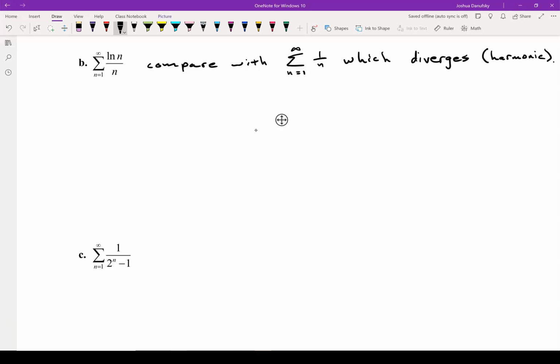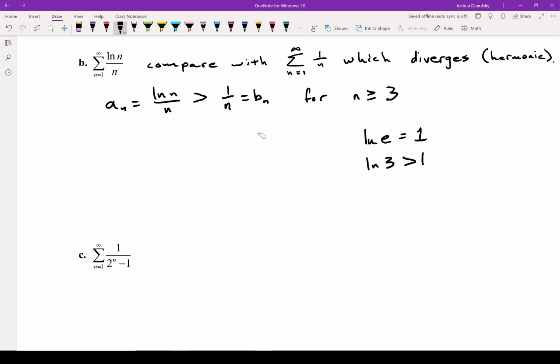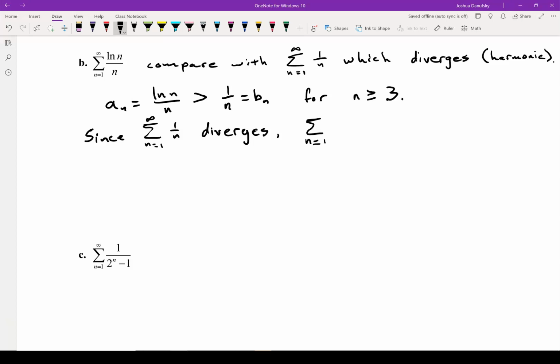Looking at a term-by-term comparison, we take the terms of our given series and notice that the numerator is going to be larger than the numerator for 1 over n whenever n is greater than or equal to e, but of course n has to be a natural number or a positive integer, so anytime n is greater than or equal to 3. Recall that the ln of e is equal to 1, so the ln of 3 has to be greater than 1. Now, since we know that the harmonic series diverges, and the terms of our given series are larger than the corresponding terms of the harmonic series, our given series must also diverge.